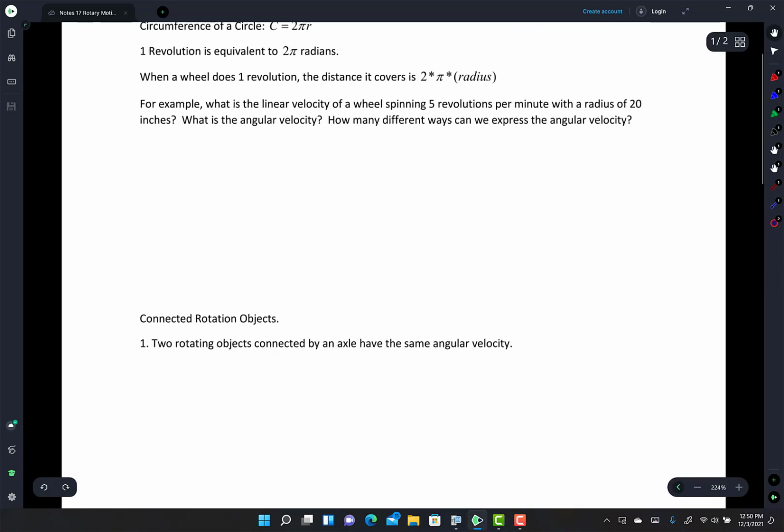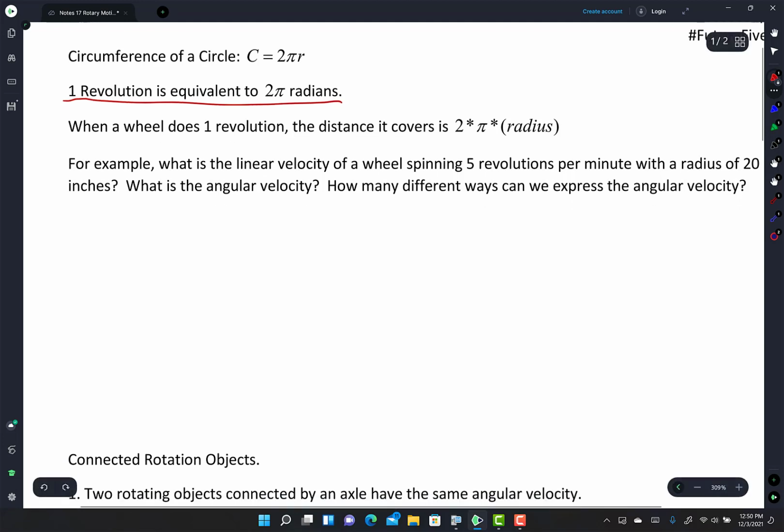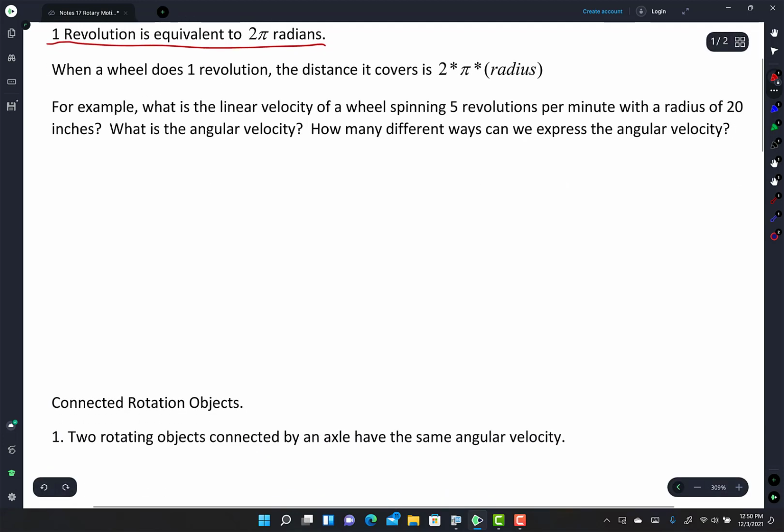Should be able to go through this pretty quickly. This stuff, now it's just step 2, I guess, right? Like our next iteration of rotary motion. So everyone knows the circumference of a circle is 2 pi r. One revolution is 2 pi radians. We know that from yesterday. When a wheel does 1 revolution, the distance it covers is the circumference, which is 2 times pi times radius. And we know that, right?